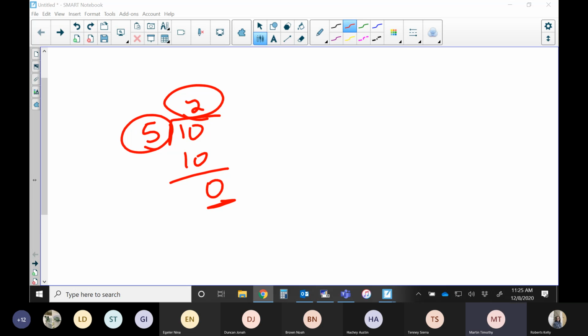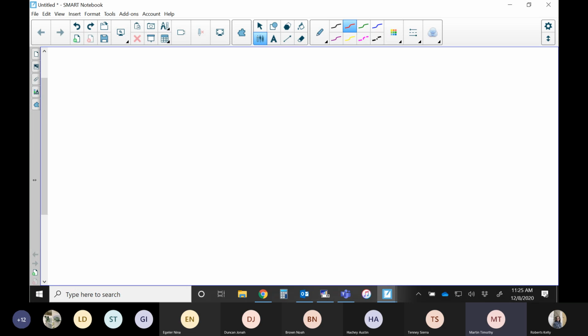When something goes into something else, we call it a factor. So 5 is a factor of 10. 2 is a factor of 10 because they both go into it with a remainder of 0. The reason I'm bringing that to your attention is, do we have something called factored form? We do, and that's all going to come back here very soon.